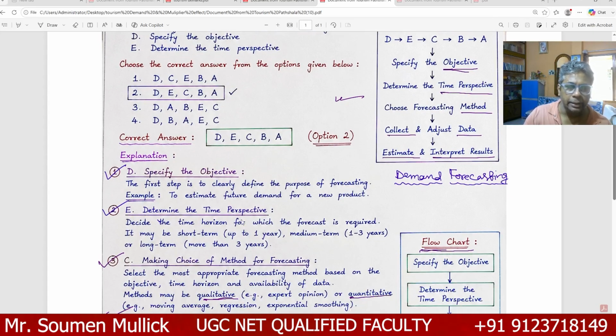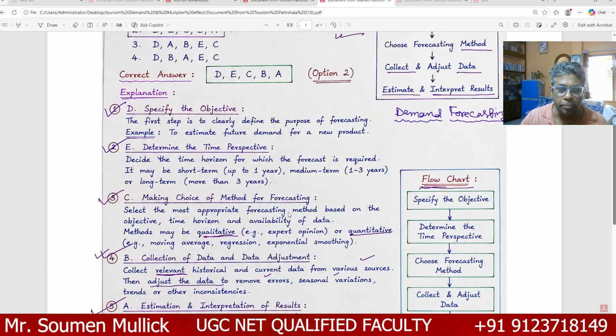Step 2, E: determine the time perspective. Decide the time horizon for which the forecast is required. It may be short term, up to 1 year; medium term, 1 to 3 years; or long term, more than 3 years. Third, making choice of method of forecasting. Select the most appropriate forecasting method based on the objective, time horizon, and availability of data. Methods can be qualitative, meaning expert opinion based, and quantitative, meaning moving average, regression, exponential smoothing, etc.